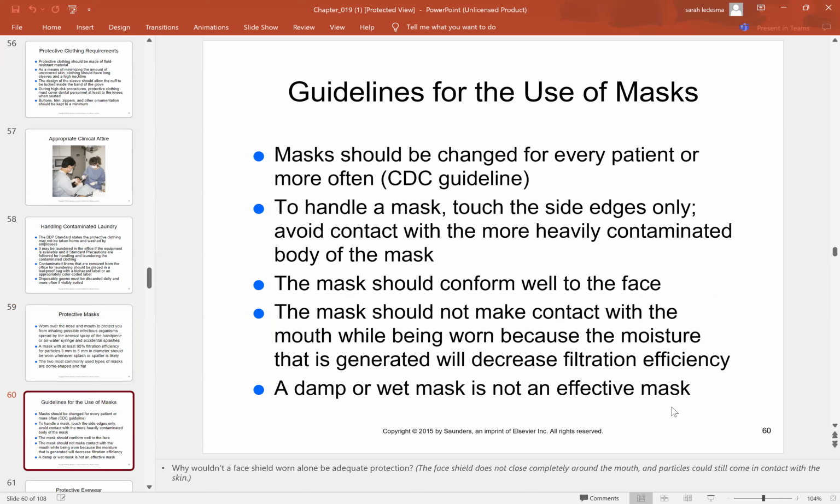Masks should be changed for every patient or more often. To handle a mask, touch the side edges only. The mask should conform well to the face, should not make contact with the mouth while being worn, and a damp or wet mask is not an effective mask.